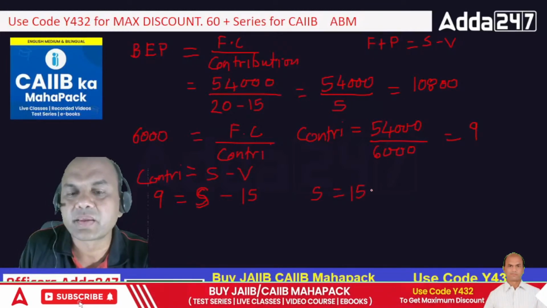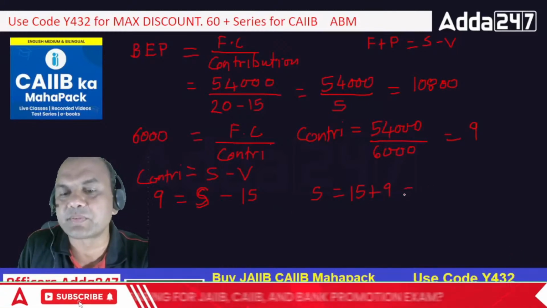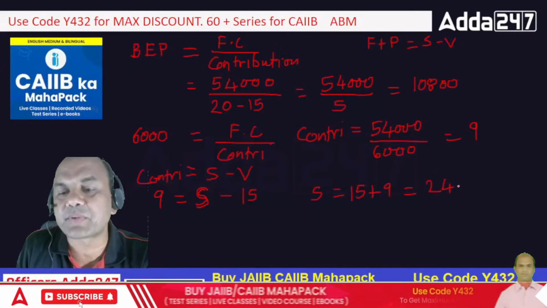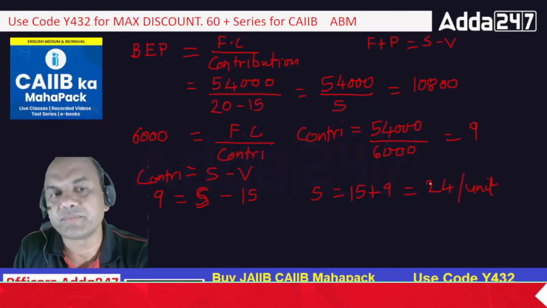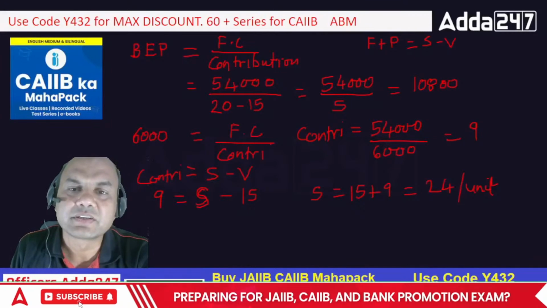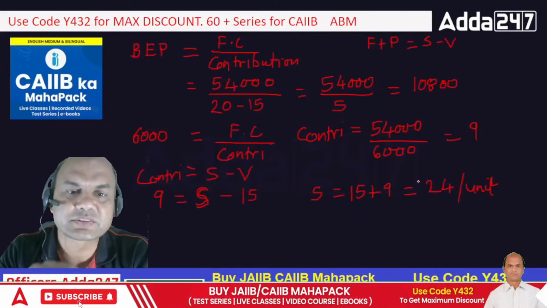This is my problem. So S equals to what? 15 plus 9. So 15 on the other side. So it becomes what? 15 plus 9, 24. So this should be my selling price per unit. Always remember, this is in per unit. Okay. So this is the way you find out 24 rupees. Such an easy numerical, you get it in exam. Everyone understood this first? Tell me that.